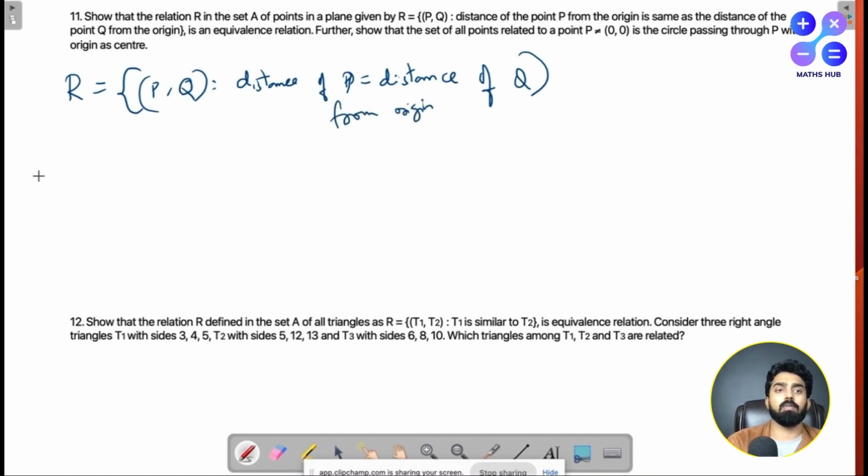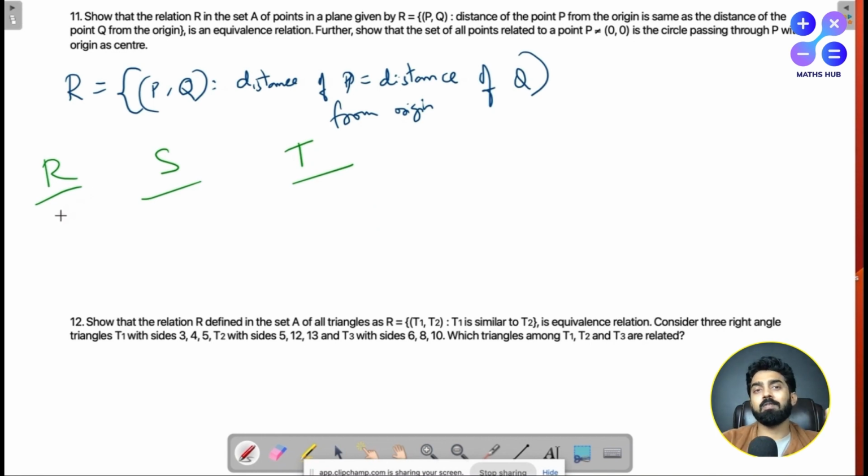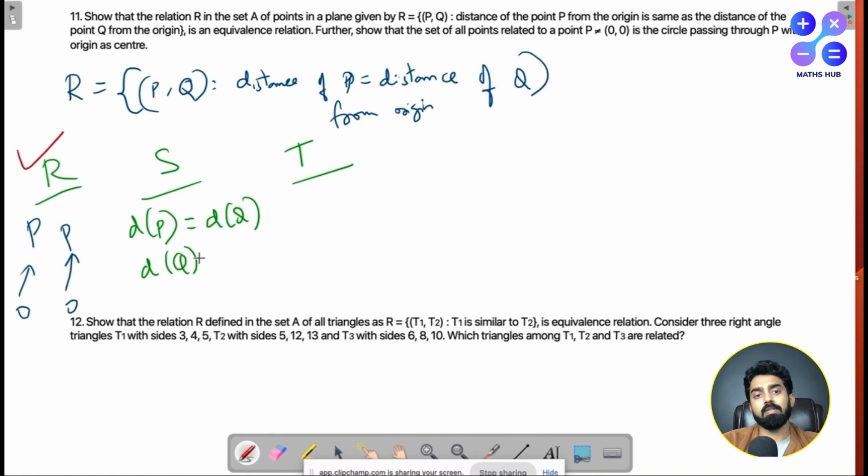Right, so let's get back to our drill. So is it reflexive, symmetric, and transitive? First, will the distance of P from the origin be the same as the distance of P from the origin? Obviously, right? So the distance of P from the origin will always be the same as the distance of P from the origin. So it will always be the same value, right? So this is reflexive. Is it symmetric? If the distance of P from the origin is equal to the distance of Q from the origin, will the distance of Q from the origin be equal to the distance of P from the origin?